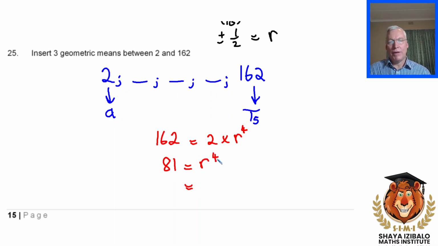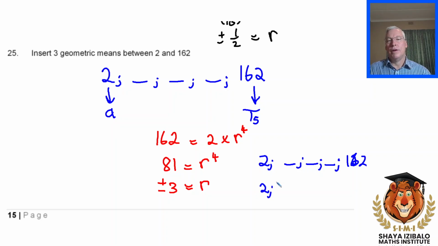Let's find the 4th root of 81, but remember, because it's an even power, we could get plus or minus. And so we actually get r is plus or minus 3. And so once again, there's two possibilities here. We've either got 2, something, something, something, 162, or we've got 2, something, something, something, 162.